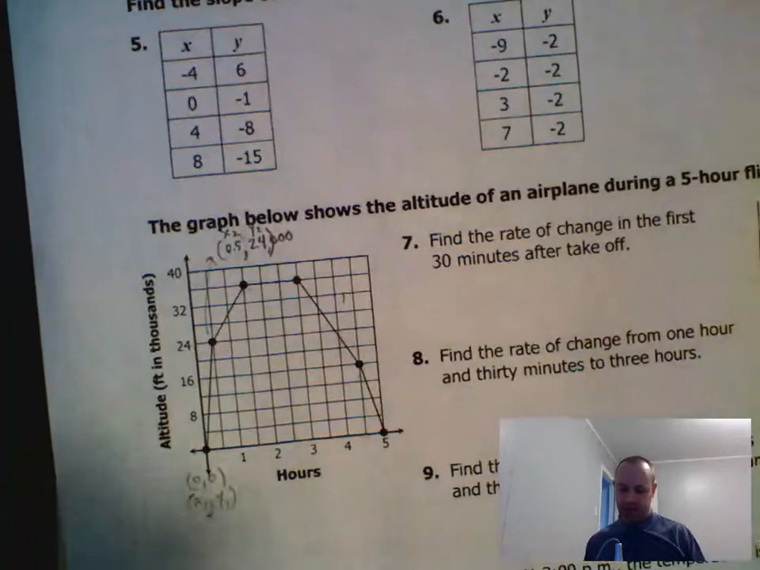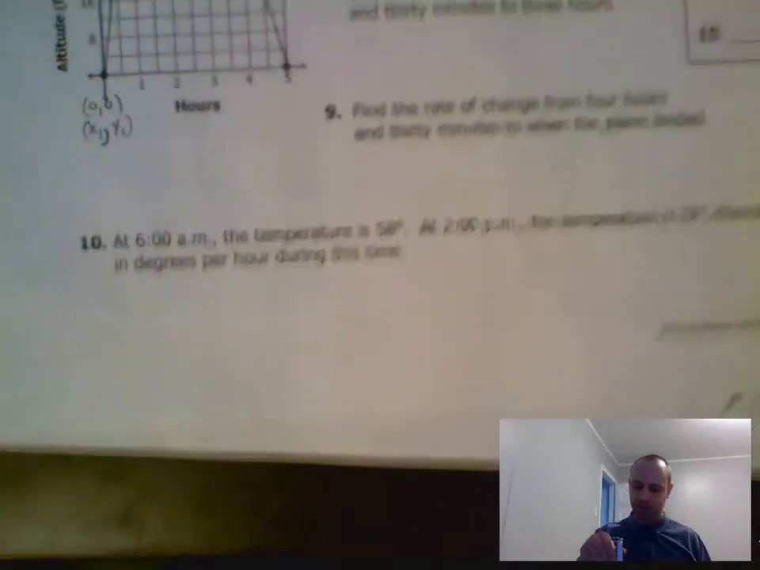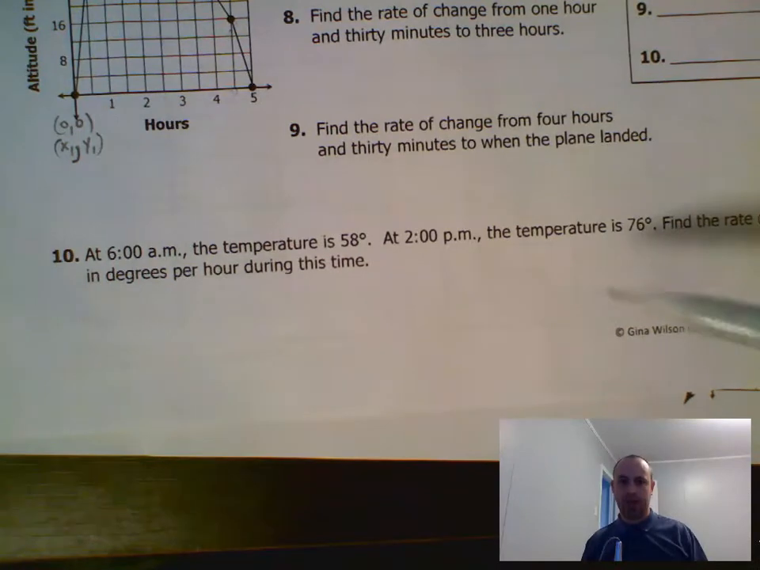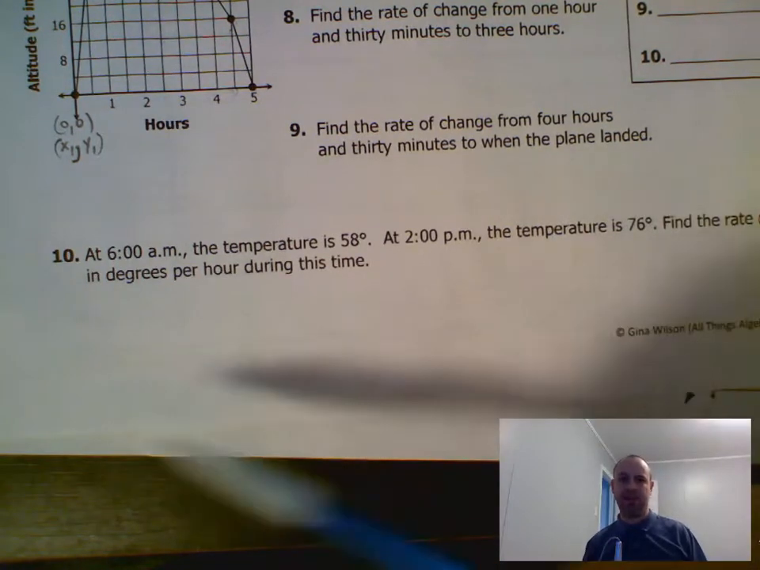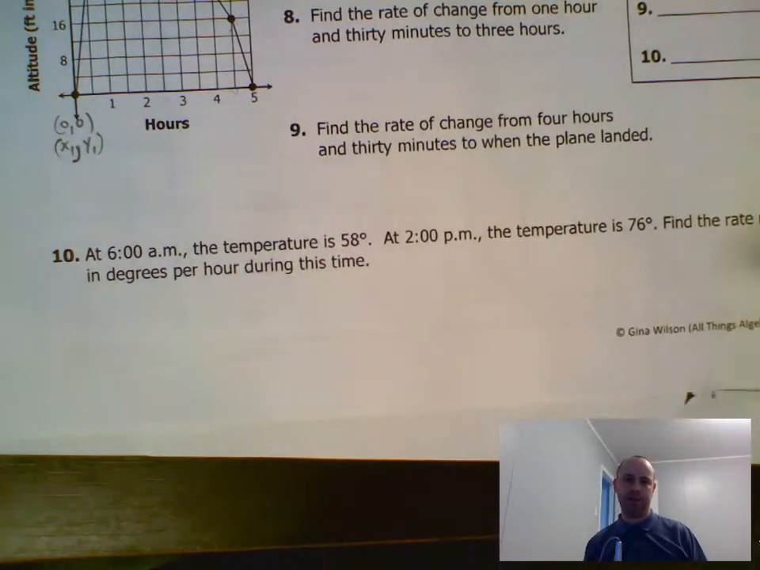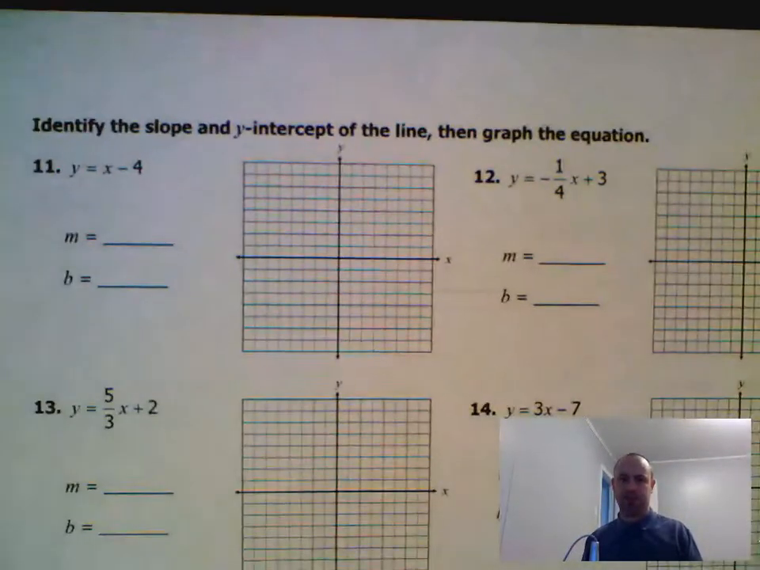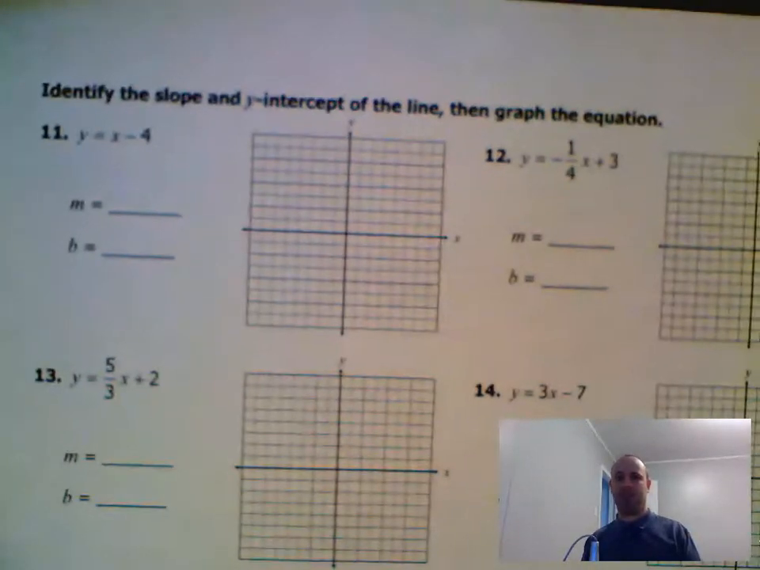Then you'll do number 10. Okay, 10's much like the problems we did yesterday. You'll have to see the temperature difference and how many hours there were, and then find the rate of change during that time. All right, let's look at 11 and 12 here. It says to identify the slope and y-intercept of the line, then graph the equation.